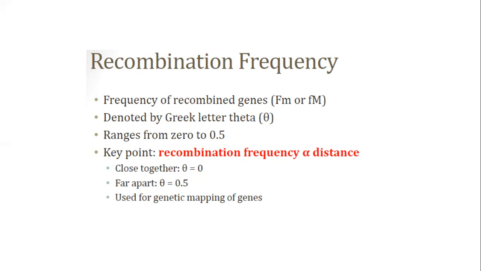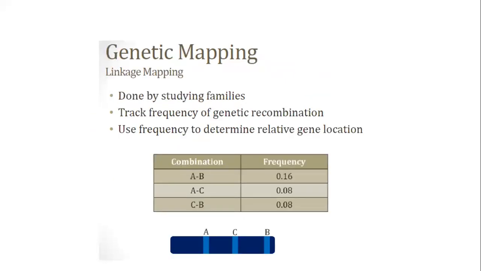So when the genes are located close together, the recombination frequency is close to 0. Yes, when they are close together, the smaller the distance between them. When they are far apart from each other, the recombination frequency is higher, and it can be as high as a maximum of 0.5. And this is used for genetic mapping of genes. We can calculate the recombination frequency, and by this we can identify the distance between the genes. Now let's talk about what is linkage mapping.